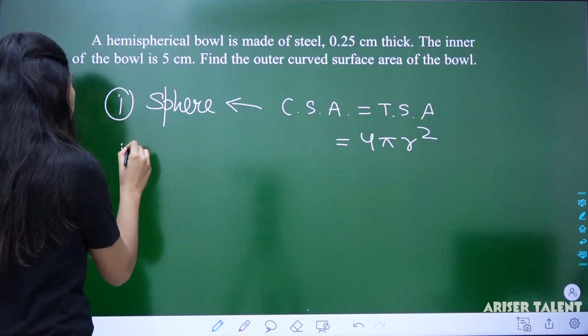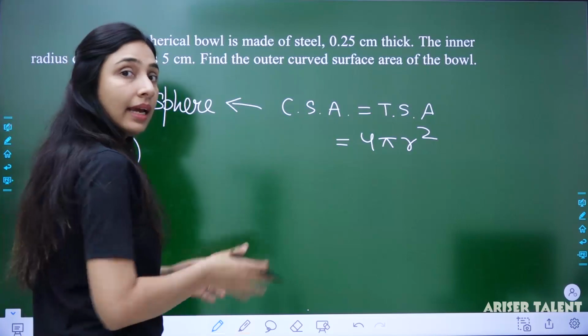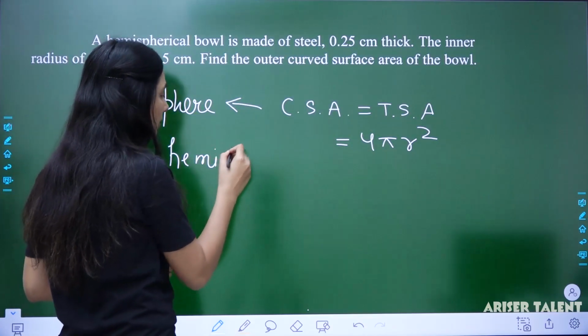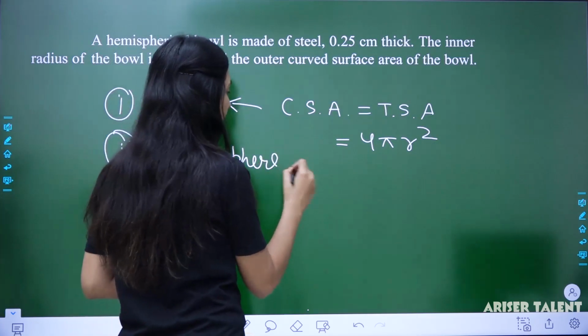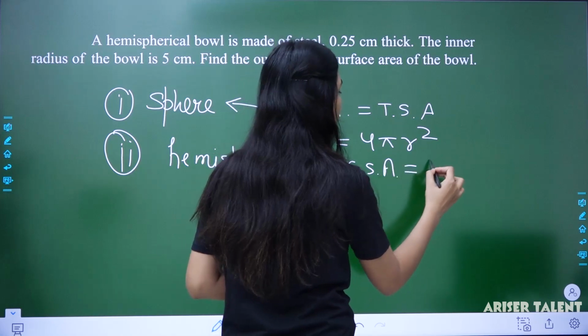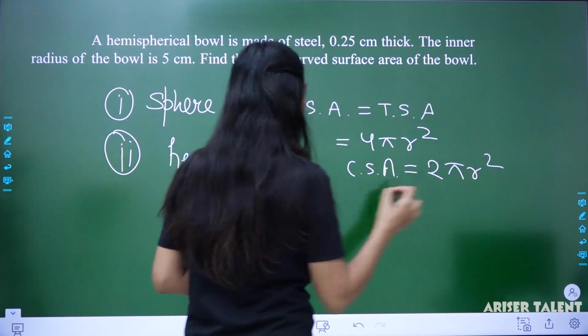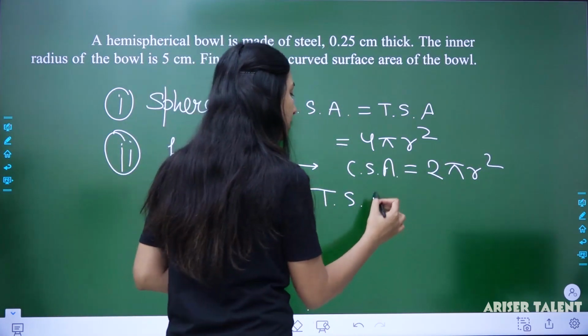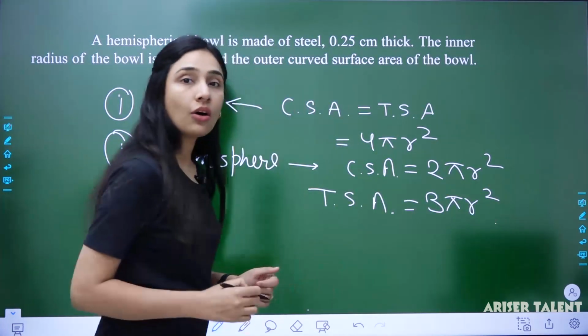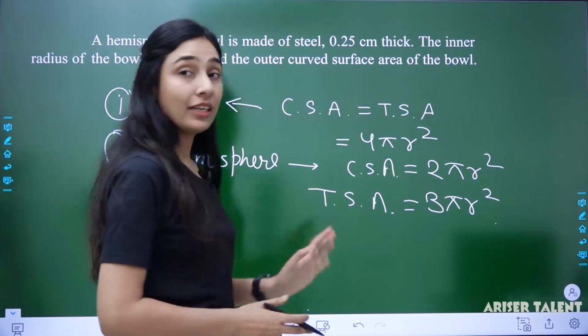Then the second thing, what was the second thing, student? In the second portion, we found out that if we talk about hemisphere and we're talking about the curved surface area of it, that will be 2 pi r square, and if we talk about the total surface area of hemisphere, that will be 3 pi r square. Understood it or not? Okay, is it clear to you guys?